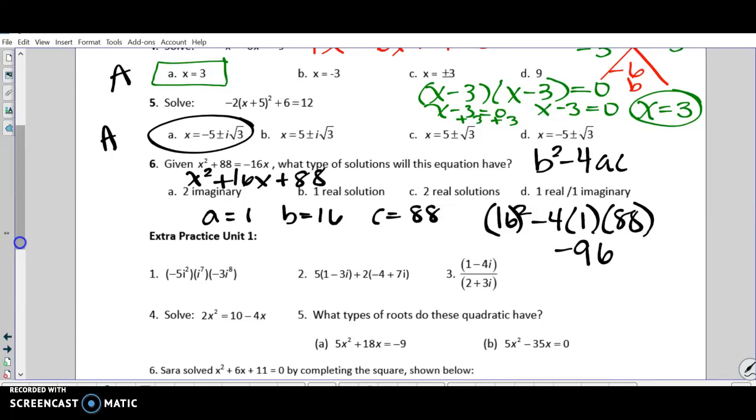So this is less than 0. It's a negative number that would be under the radical, which means, at the end, A, you've got imaginary solutions. If your discriminant is equal to 0, you have 1 real solution. And if your discriminant is positive, you have 2 real solutions. So that's pretty much all you have.